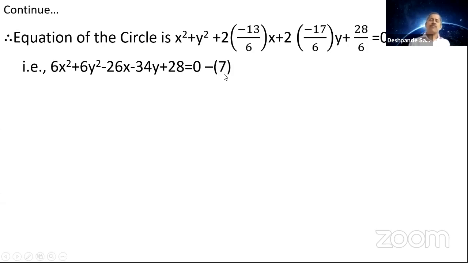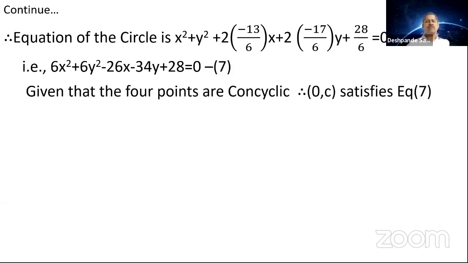Now what was the question? It was not only to find the equation of the circle. You are going to find the value of C in the fourth point. The fourth point was 0 comma C. Given that the 4 points are concyclic, what is the meaning of it? All the 4 points satisfy the equation. The first 3 points have already been satisfied. The fourth point has not been taken yet. So the fourth point 0 comma C satisfies this equation.